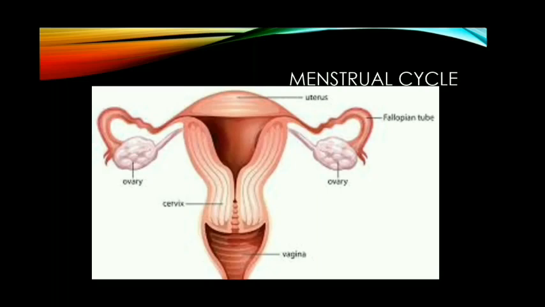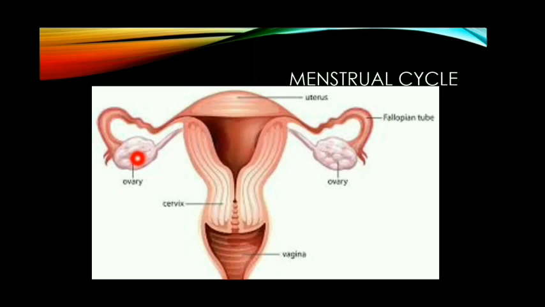Before entering into the topic, let's have a look at the structure of the female reproductive system. It consists of a pair of ovaries on either side. These ovaries produce eggs. Many ova are present inside the ovary even before the baby is born. But the maturation of ova only starts during puberty.